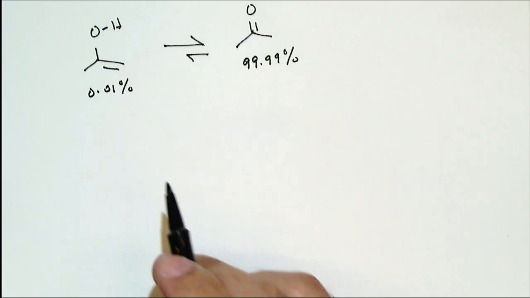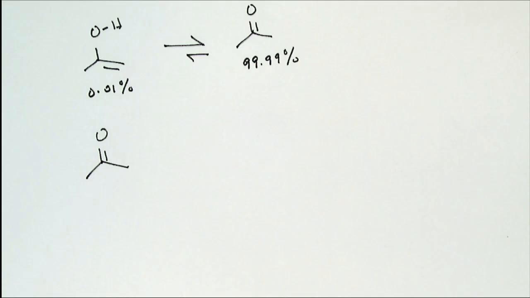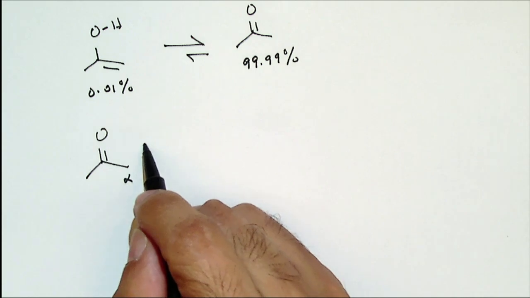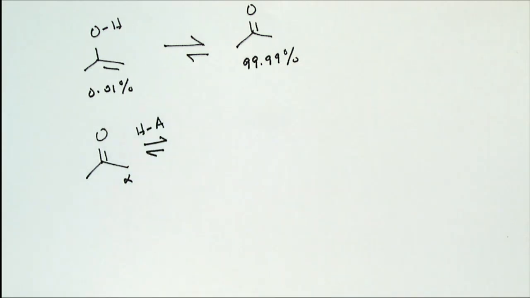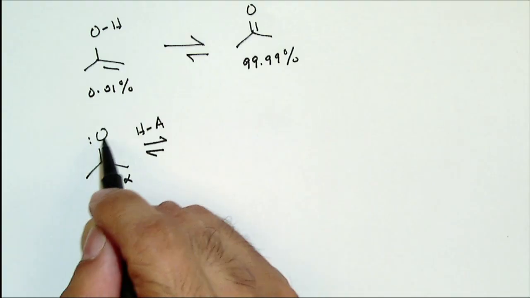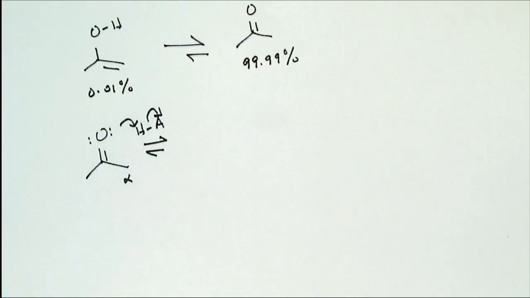In other words, before I introduce the base that's going to deprotonate at the alpha position, I can add an acid. So let's just say generically an acid HA. What's going to happen in a case like this is the oxygen can reach over and grab the proton, generating your conjugate base like that.